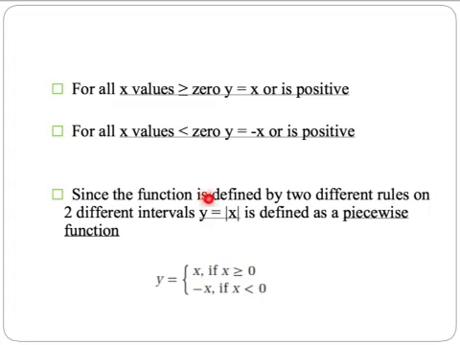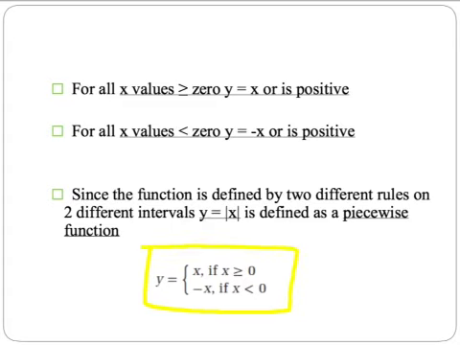So, since the function is defined by two different rules on two different intervals, y equals the absolute value of x is defined as a piecewise function. And we've already looked at piecewise functions in the first two videos. This is a piecewise function at the bottom.